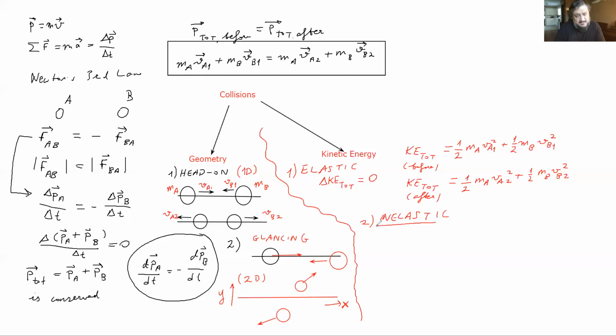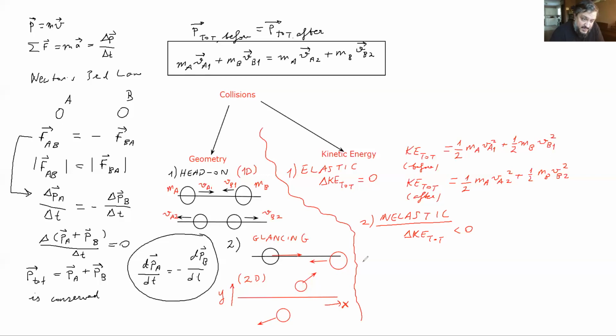So the second group then, inelastic, which means this is not conserved. And if there is energy loss, this difference in kinetic energy total will be a negative number, okay? Before and after total kinetic energies are not the same. The final kinetic energy is less than the initial kinetic energy.